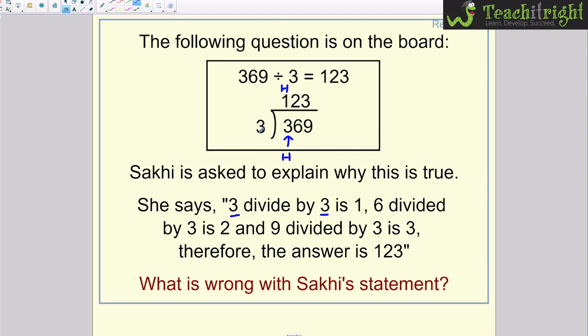So we should be saying 60 divided by 3, in that case, is going to be 20, or 2 tens, which is why we've got 2 in the tens column. And finally, for the last one, we've got 9 divided by 3, and it really is a 9 this time, so we can say 9 divided by 3, which is 3. And that is where our answer comes from.